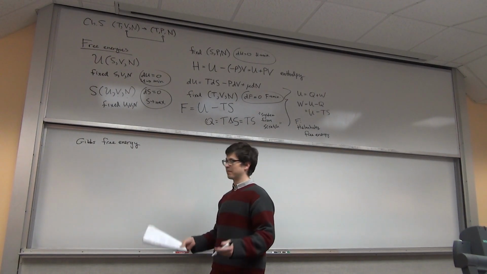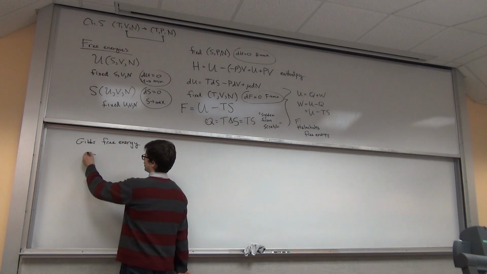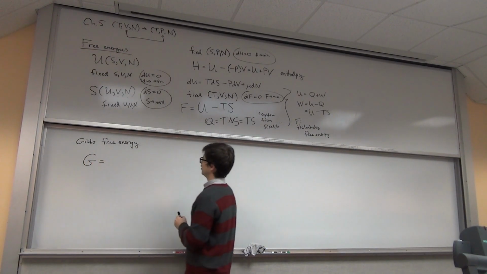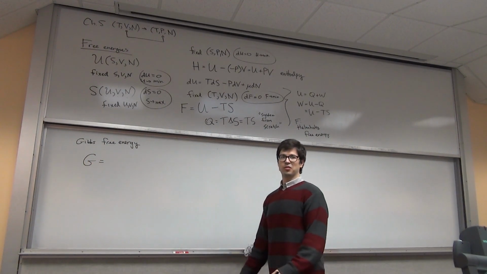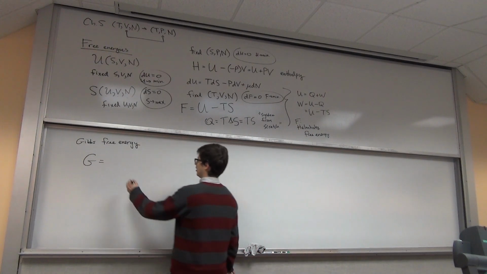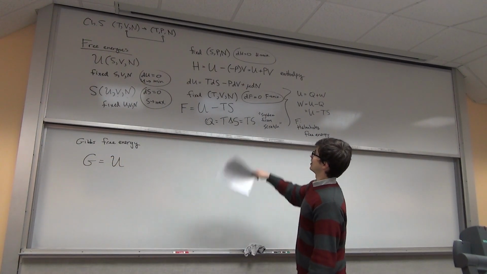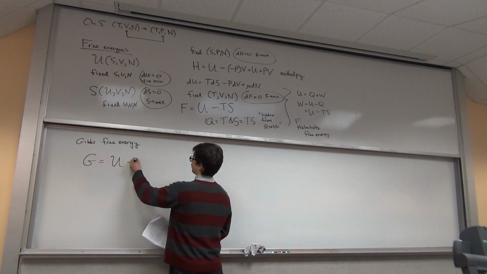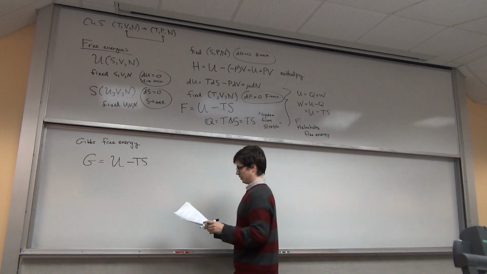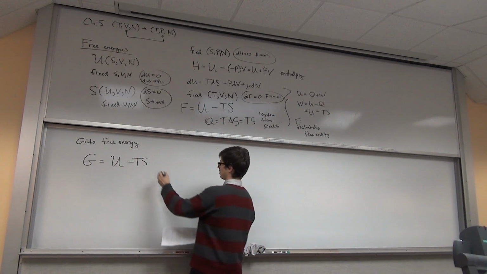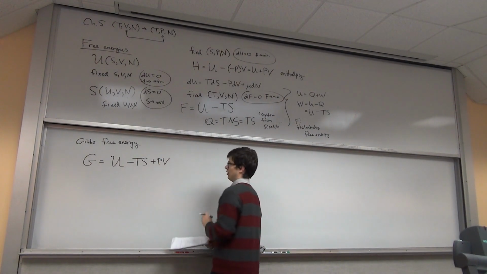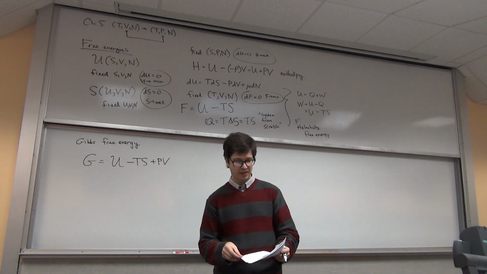But anyway, so you have the Gibbs free energy. What's that? That's just two Legendre transforms of U. You can do them simultaneously. You take U, subtract off TS. That flips the dependence on S between S and T, and then you add PV. That flips the P and V dependencies.